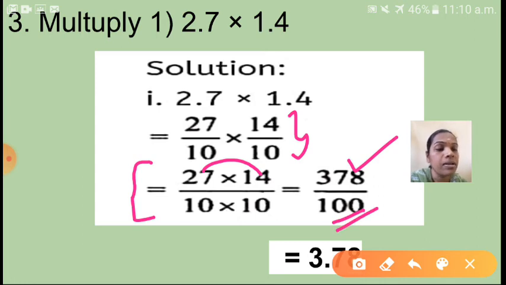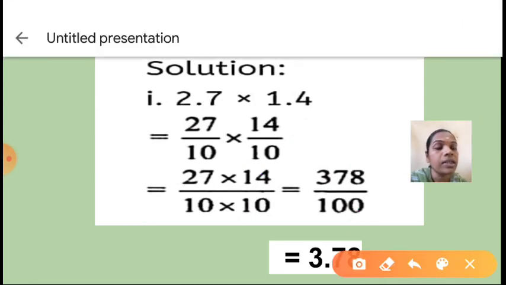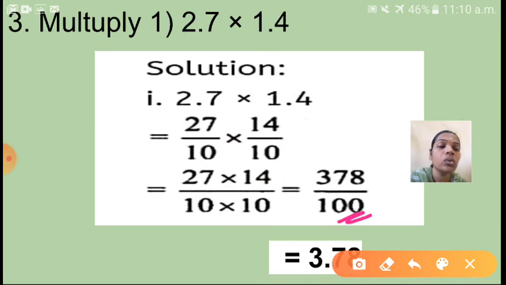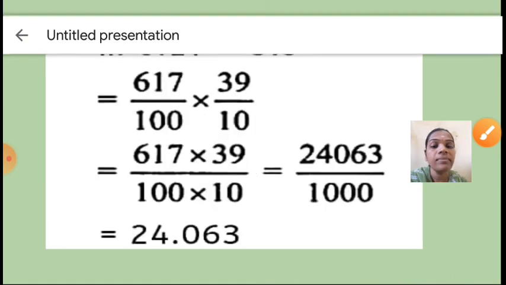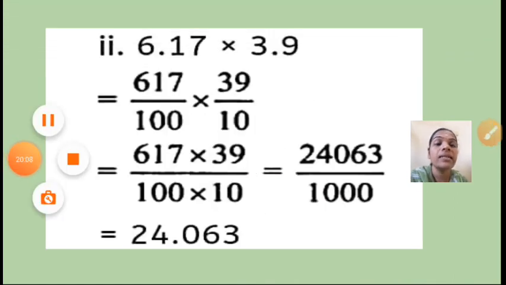Yes, decimal number. That means here in the denominator how many zeros are there? 2 zeros. So 1, 2. That means 3.78. That is your final answer. Okay children, so understood this one? Shall we go to next one? So children, again I am telling, two methods, whichever method is easy for you, that method you have to follow.